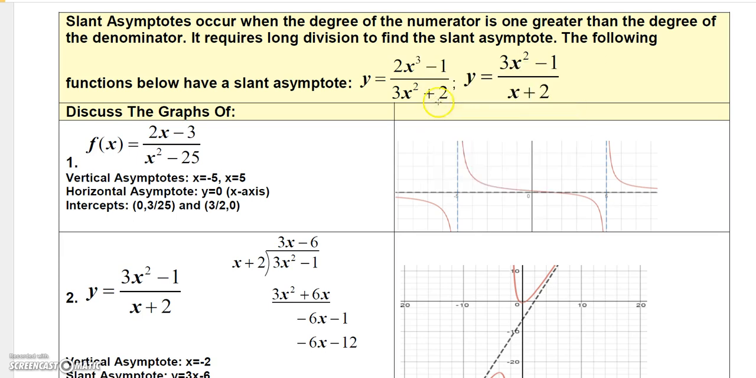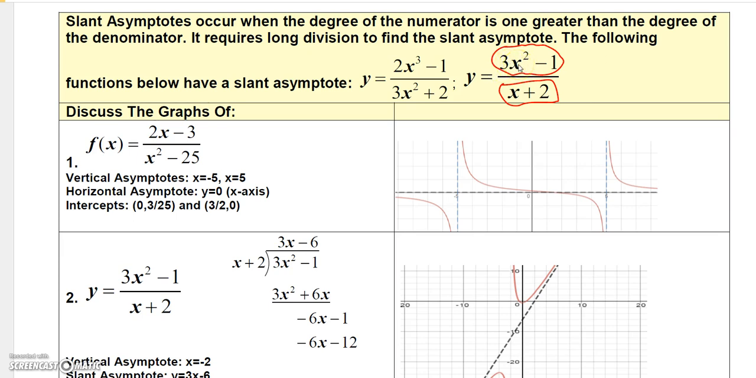Okay, but anyway, let me show you how you find the slant asymptotes. So let's start with this example here. If I wanted to find the slant asymptote for this second example, what you do is long division, and you actually divide the denominator into the numerator using long division. And then the result will actually be your slant asymptote.